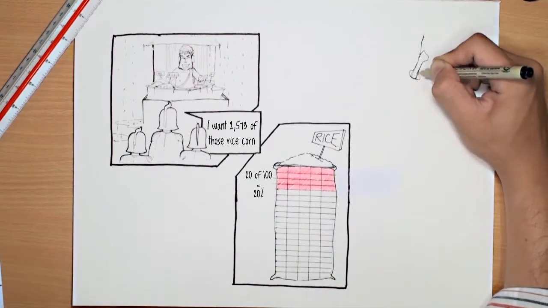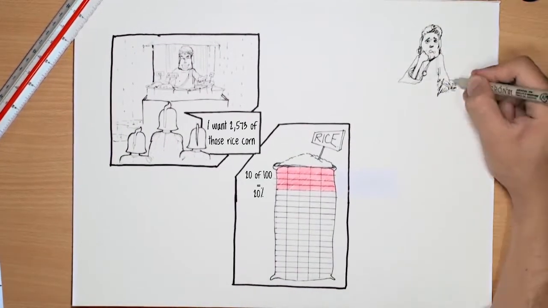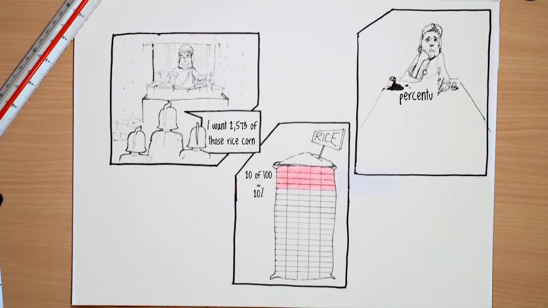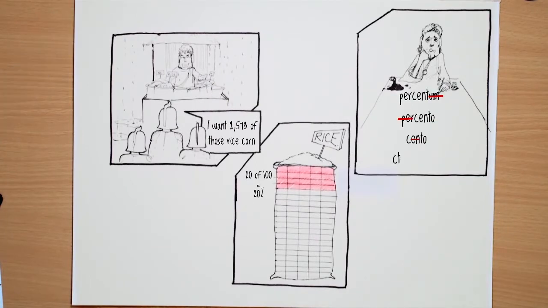In fact, the sign percent came after people started to be lazy to write percentum and instead changed it to percento and then eliminated everything but the CTO.